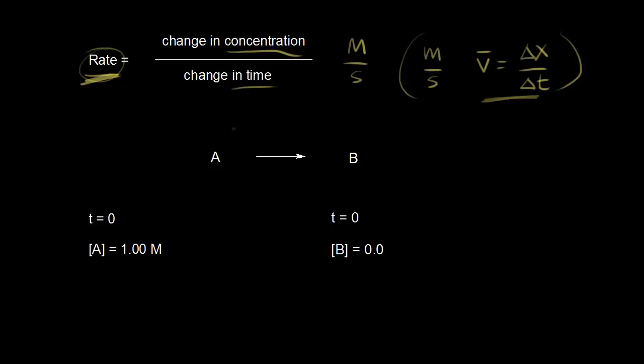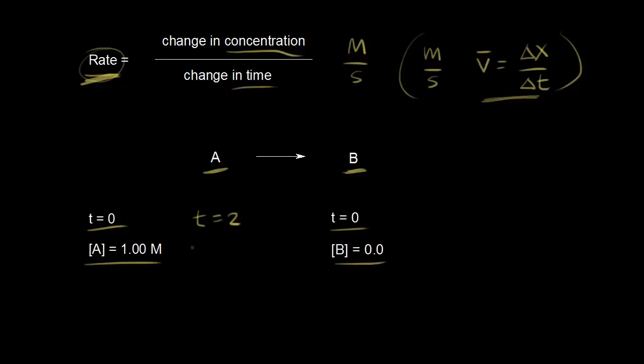If we look at this applied to a very, very simple reaction, right? So we have one reactant, A, turning into one product, B. And let's say at time equal to 0, we're starting with an initial concentration of A of 1 molar. And A hasn't turned into B yet, so at time equal to 0, the concentration of B is 0. And let's say we wait 2 seconds.